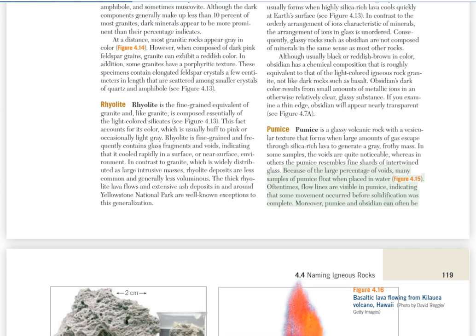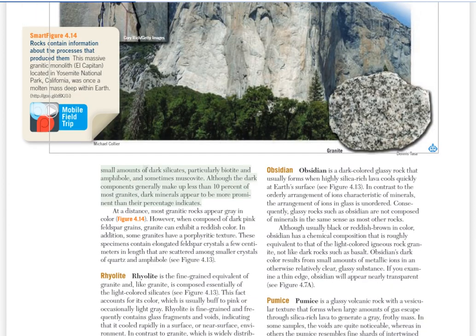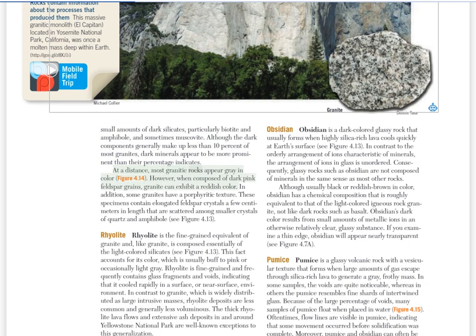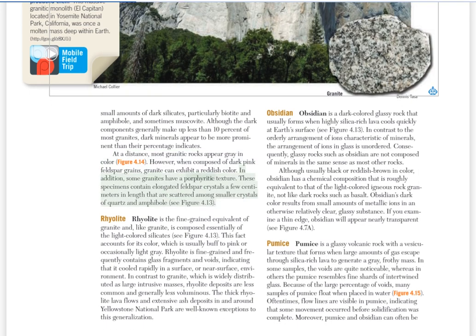Granite can also contain small amounts of dark silicates, particularly biotite and amphibole, and sometimes muscovite. Although the dark components generally make up less than 10% of most granites, dark minerals appear to be more prominent than their percentage indicates. At a distance, most granitic rocks appear gray in color. However, when composed of dark pink feldspar grains, granite can exhibit a reddish color. In addition, some granites have a porphyritic texture. These specimens contain elongated feldspar crystals a few centimeters in length that are scattered among smaller crystals of quartz and amphibole.